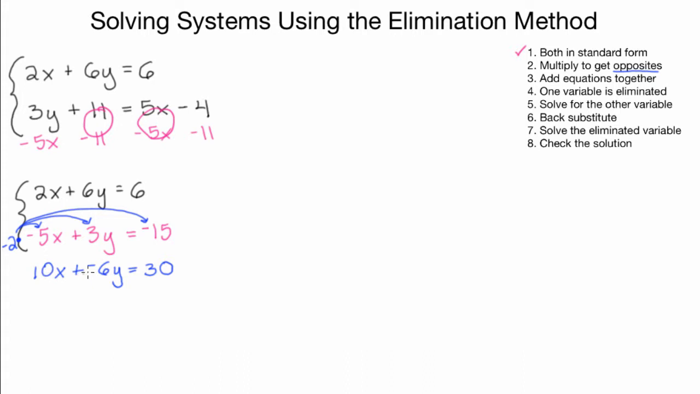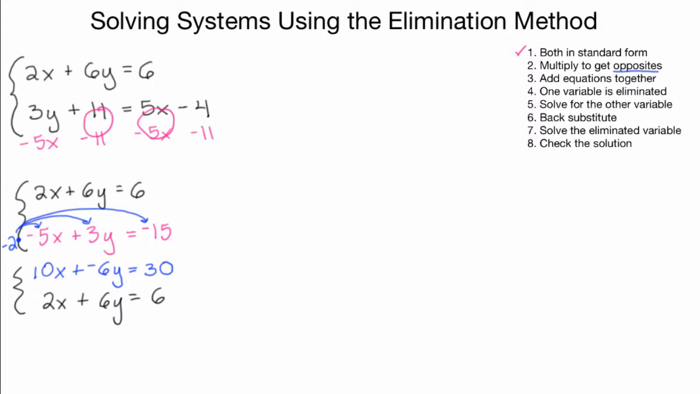So now I've got 10x plus negative 6y equals 30. That's the same bottom equation. I just made everything twice as big and negative. But I still have 2x. I'm going to write that below it. 2x plus 6y equals 6. So it's the same system, and it's okay to move one on the top and one on the bottom. It's the same two equations.